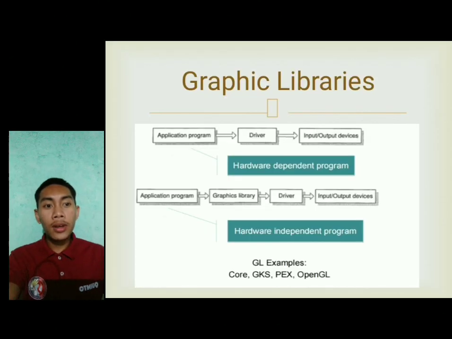Graphic libraries. There are 2 types of graphic libraries: hardware-dependent program and hardware-independent program. Hardware-dependent program, here it includes the application program, driver, input, output devices. The hardware-independent program naman is application program, graphic library, driver, input, output devices. There are examples of graphic libraries. The first is Core, GKS, SPECS, OpenGL.